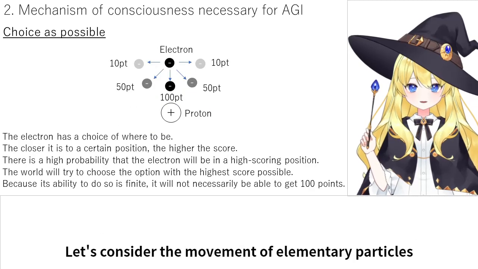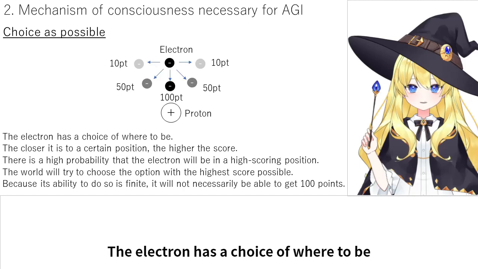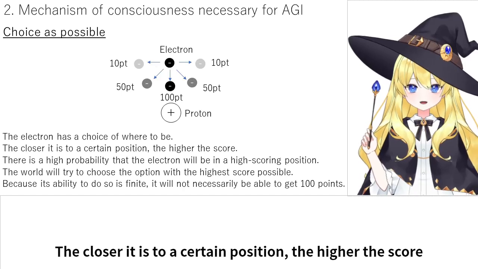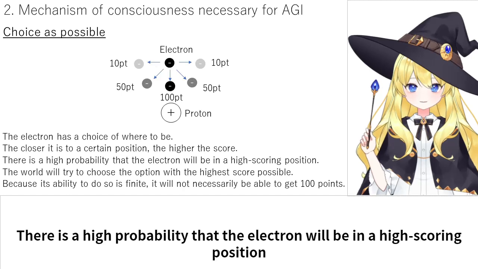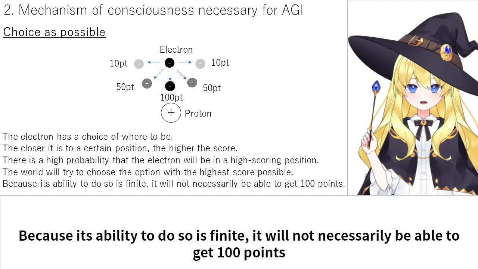Let's consider the movement of elementary particles. There is a gravitational force between electrons and protons. The electron has a choice of where to be. The closer it is to a certain position, the higher the score. There is a high probability that the electron will be in a high-scoring position. The world will try to choose the option with the highest score possible. Because its ability to do so is finite, it will not necessarily be able to get 100 points.